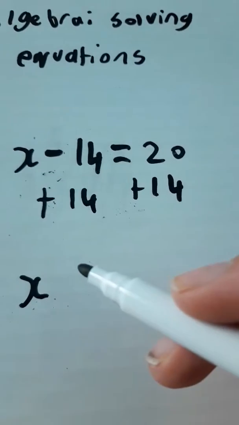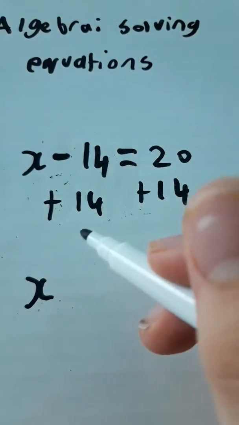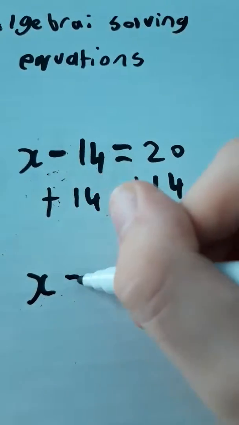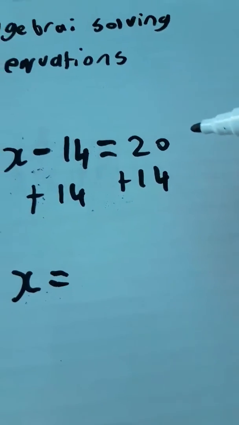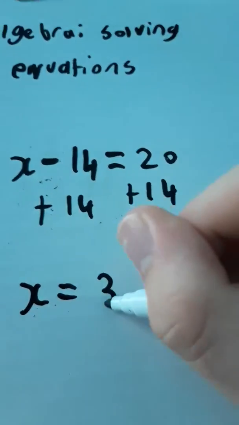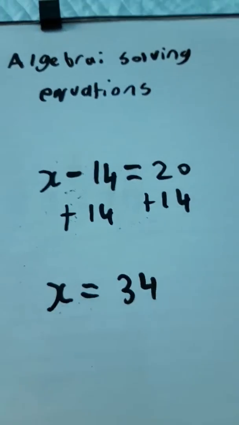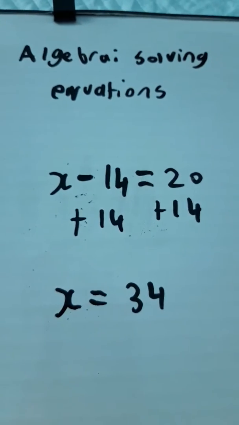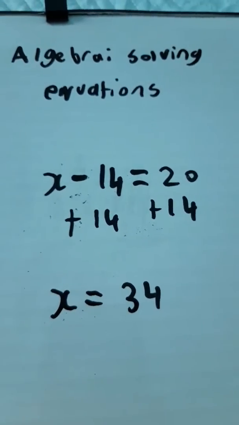So 14 take away 14, we already used the 14, so that's gone. So x is equal to 20 plus 14, which is 34. So there's your answer: x equals 34. We'll have a look at another one.